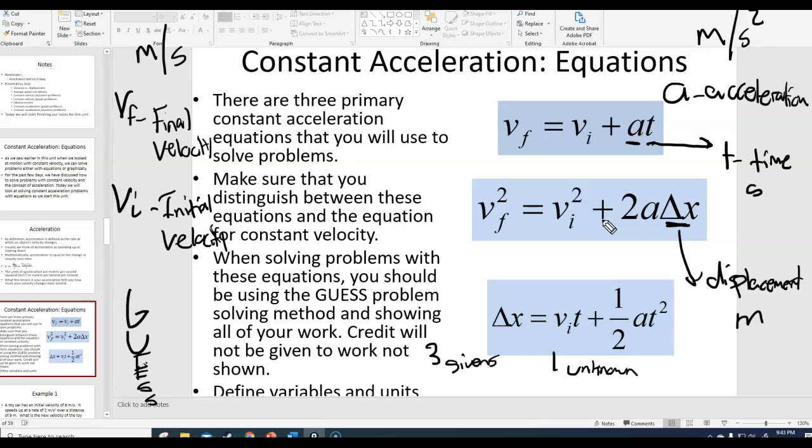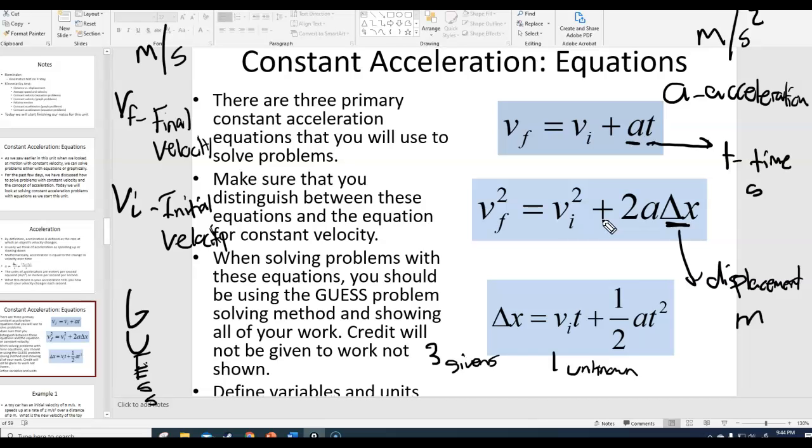Okay, so you shouldn't be asking which equation should I be using, because once you have your 3 givens and once you have your 1 unknown, there's only one equation that you can use. Okay, because there's only one equation that's going to have those exact 3 givens and that unknown.